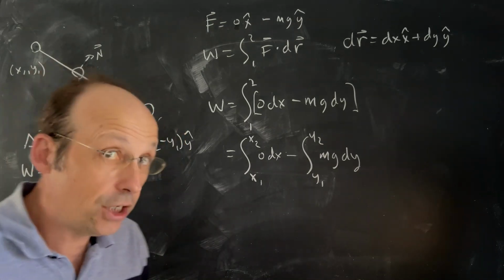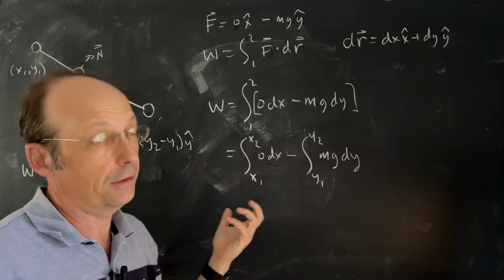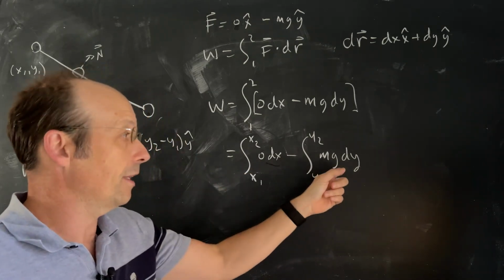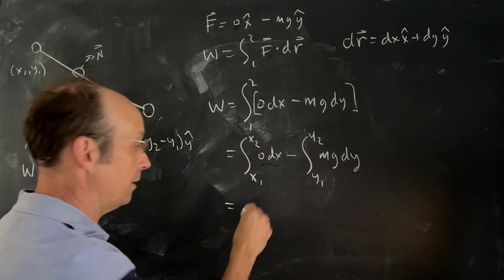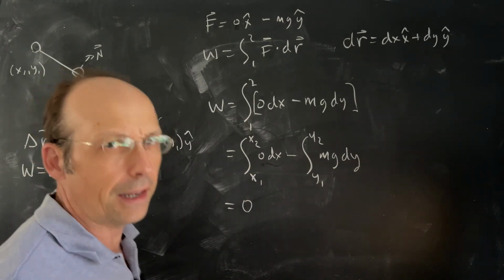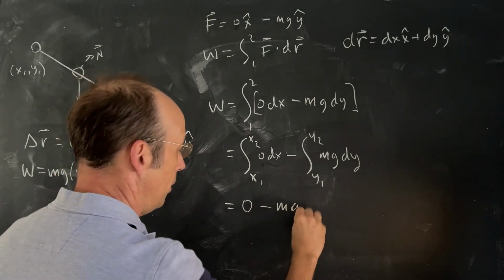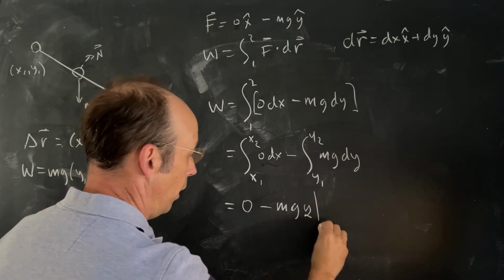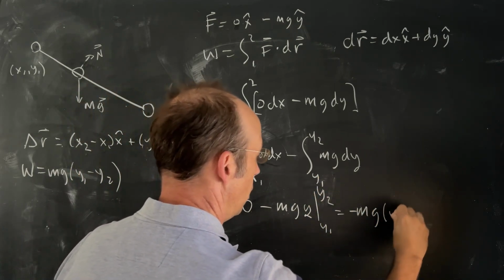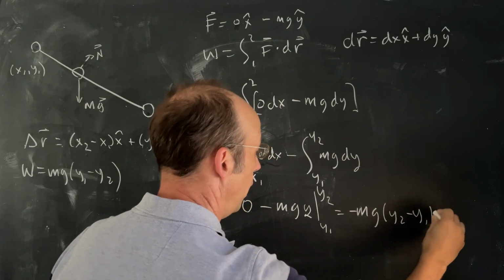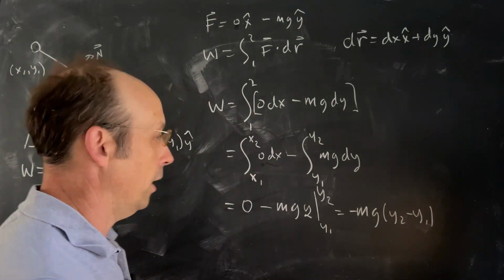Now, we can integrate these. We don't have to do anything special because there's nothing but x's in this integral, and there's 0, and there's nothing but y's here, so they're easy integrals. The integral of 0 dx is 0, evaluated at x1 and x2. And the integral right here is going to be minus mgy, evaluated from y1 to y2. So that's going to be negative mg times (y2 minus y1). Same thing. Okay.